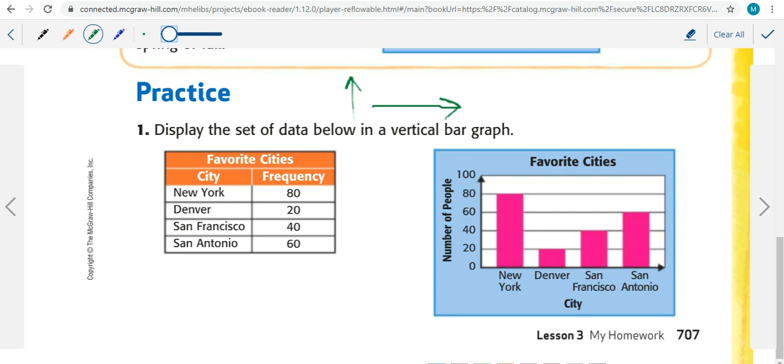You show first that New York has 80, so as you can see, you draw it until 80. Denver has 20, so here's Denver. San Francisco is 40. San Antonio is 60. Remember, you need to draw them as vertical bar graphs, okay? Vertical goes from up to down. Next page.